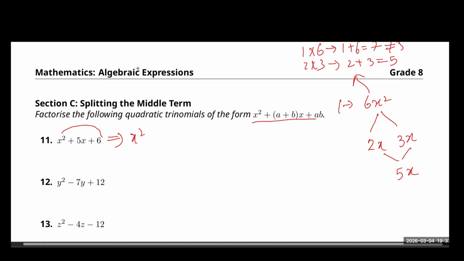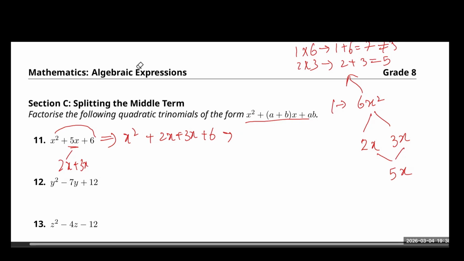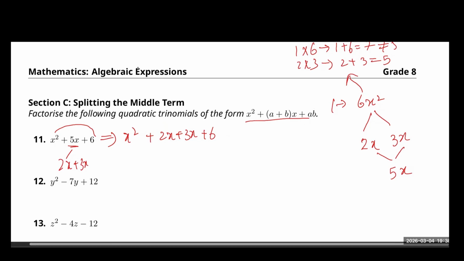So I can write here now x squared plus, I can split this 5x as 2x plus 3x, 2x plus 3x plus 6. Okay? And now, see, again, x squared. Now, the same thing. What we have to do, make a group of the terms now. Group of terms. This two and this two. So what will you get now?